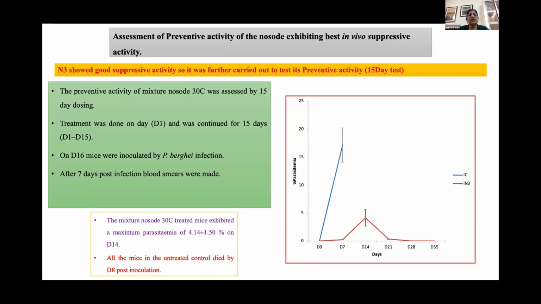So once we found that N3 is the nosode which is showing very good efficacy as compared to N1 and N2, we further carried out the preventive studies. In the preventive studies, the treatment with these nosodes is done on day 1 and continued for 15 days. And after that, on day 16, the animals are infected with the Plasmodium berghei infection. After 7 days of this infection, blood smears are made to check the percentage parasitemia, and we found that with the mixture nosode, that is the 33 potency which we use for treatment, a maximum parasitemia of 4.14% was observed, and all the mice in the untreated control died by day 8 of inoculation, whereas the others survived.